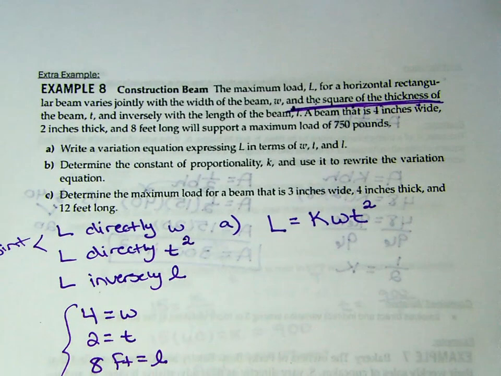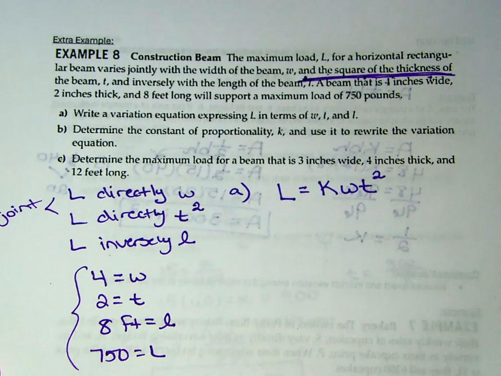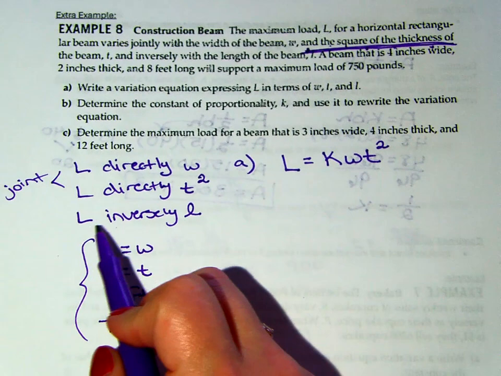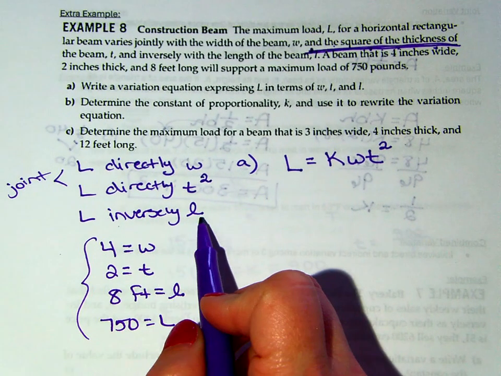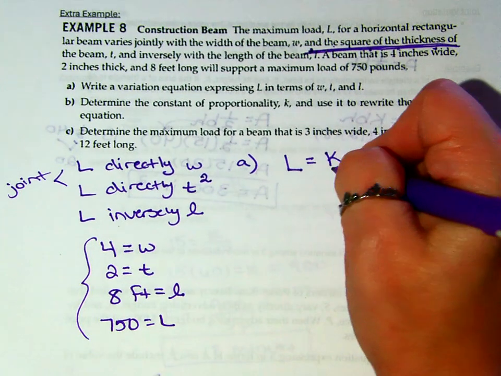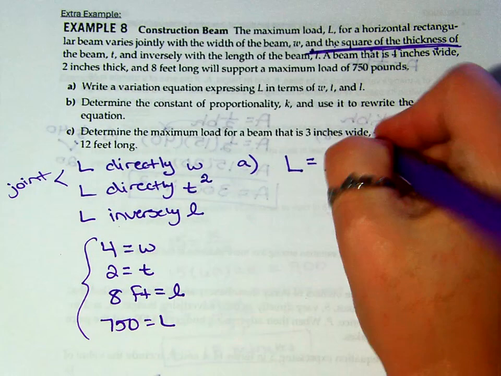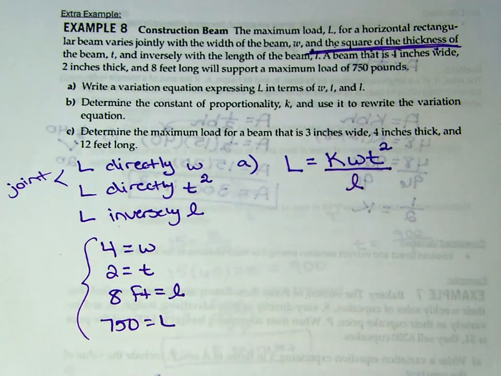So if it was only a joint variation problem, I'd be done. This is a combination problem where the load is also inversely related to the length of the beam. So all of that stuff that I just found for my direct or my joint variation gets put over the length of the beam. These joint or combination problems always work pretty similarly, where you do the direct portion first, just stick it over whatever it's inversely related to, and then you move on from there.